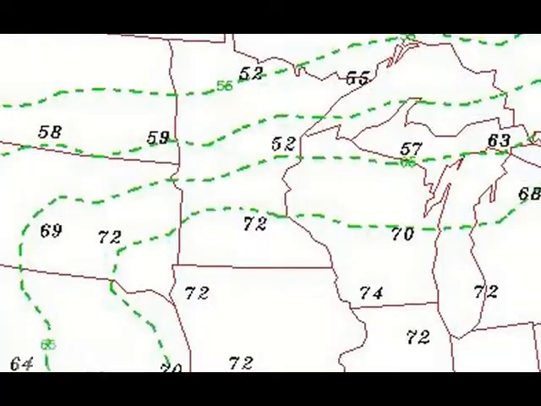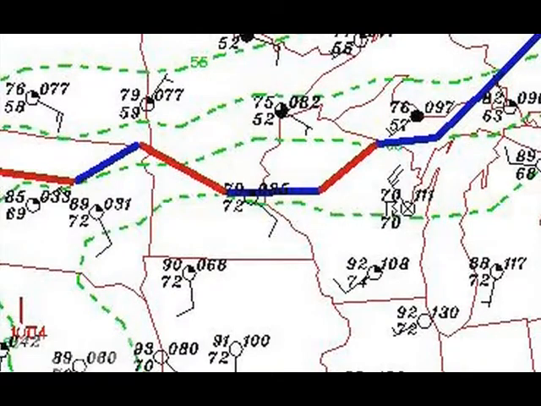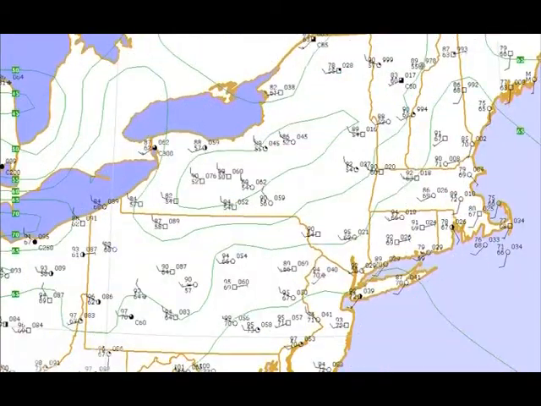Isodrosotherm. A line connecting points of equal dew point temperature is called an isodrosotherm. That means at every point along a given isodrosotherm, the values of dew point temperature are the same. Isodrosotherms are represented by dashed green contours. An image of reported dew point temperatures and isodrosotherms has been given below.